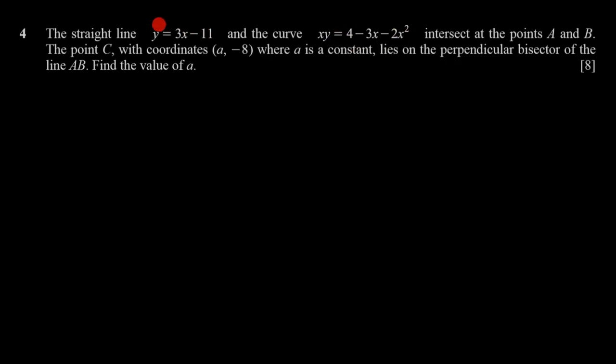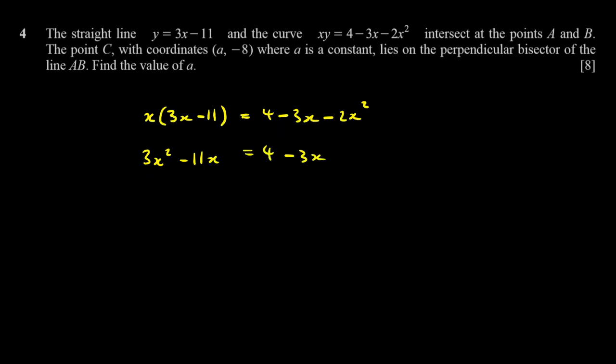What's the easiest way? Well, we can substitute the y equals 3x minus 11 into this equation here. So I'm going to substitute in, and I'm going to get x bracket 3x minus 11 is equal to 4 minus 3x minus 2x squared. So I'm going to expand the left-hand side: 3x squared minus 11x is equal to 4 minus 3x minus 2x squared.